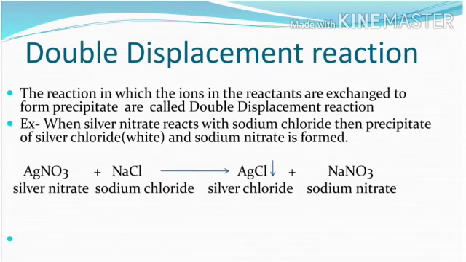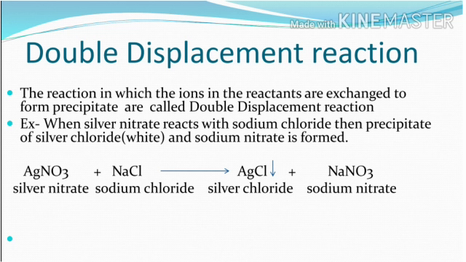Double displacement reaction, and it is defined as the reaction in which the ions in the reactants are exchanged to form a precipitate is called as double displacement reaction. For example, when silver nitrate reacts with sodium chloride solution, then precipitate of silver chloride, which is white in color, is obtained and sodium nitrate is formed. Here the reaction is written as AgNO3 as silver nitrate, sodium chloride as NaCl. After reacting, they form AgCl, silver chloride white precipitate, plus NaNO3 as sodium nitrate is obtained.